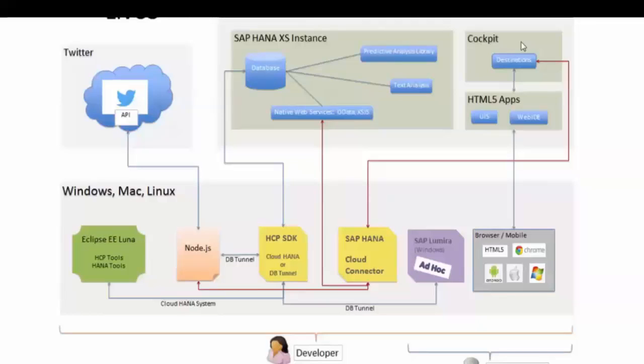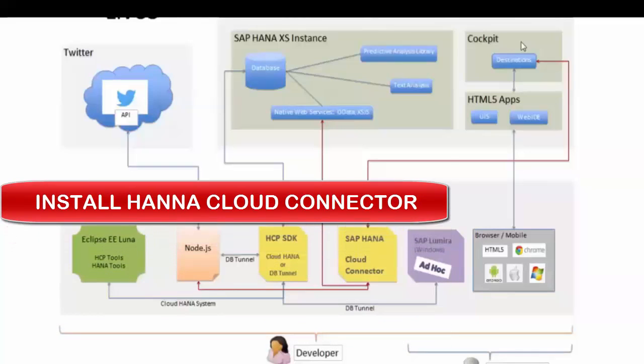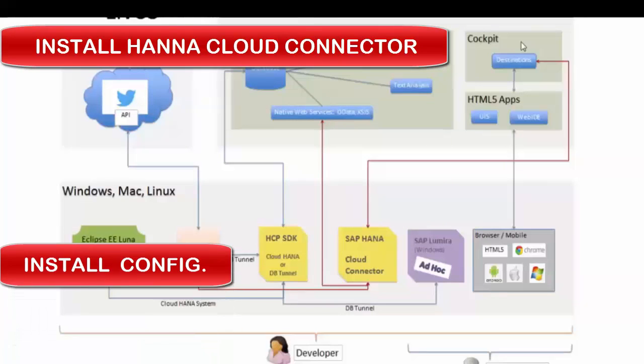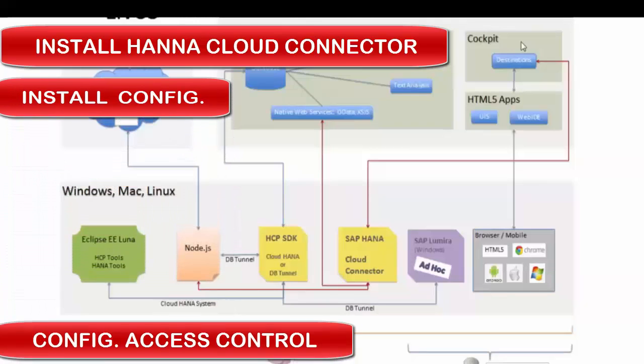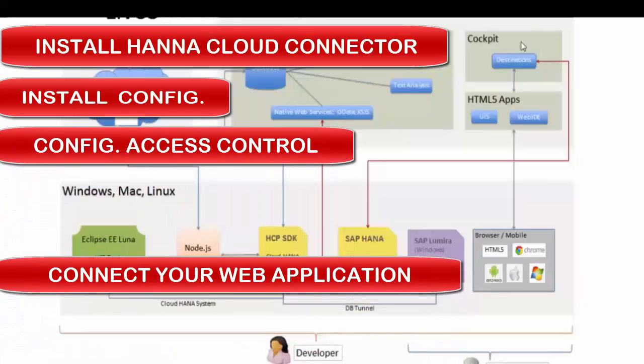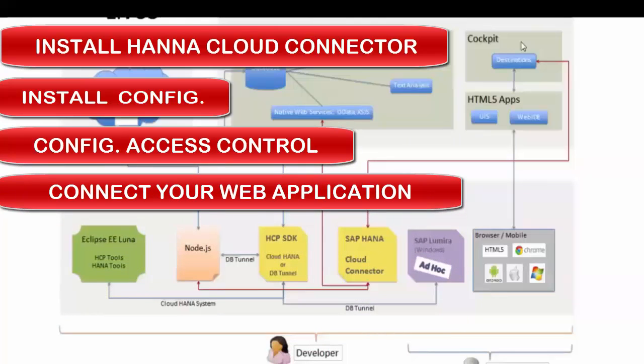So there are a lot of scenarios you can make use of it. First, you have to install HANA Cloud Connector, and after installing it, you have to configure it, then configure the access control, and then connect your web application to it. So remember the four processes.